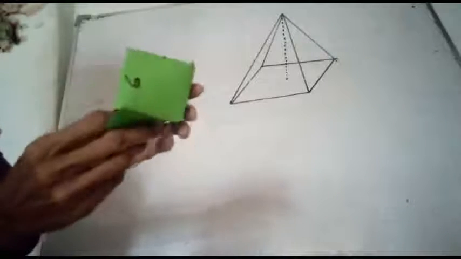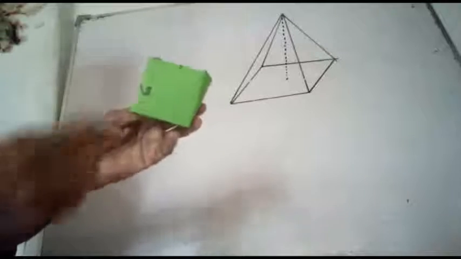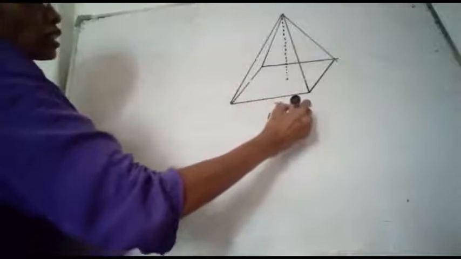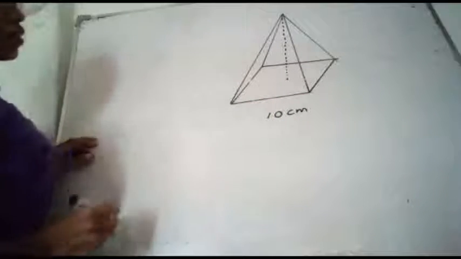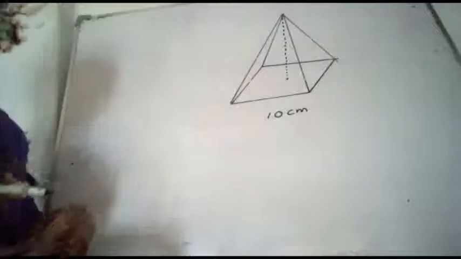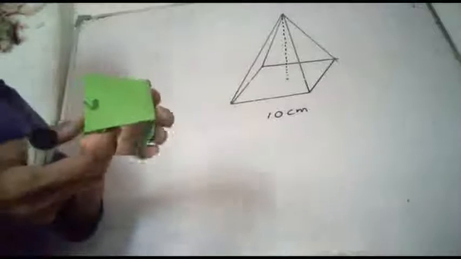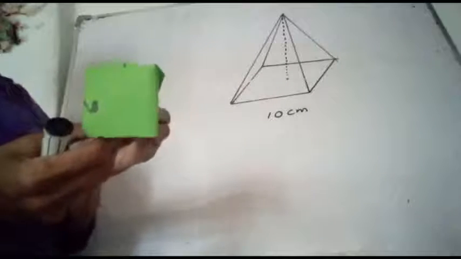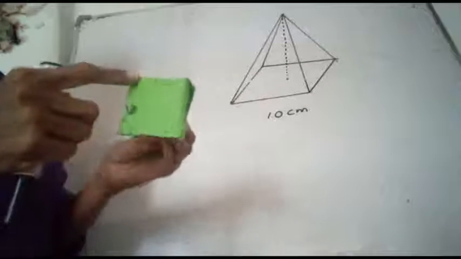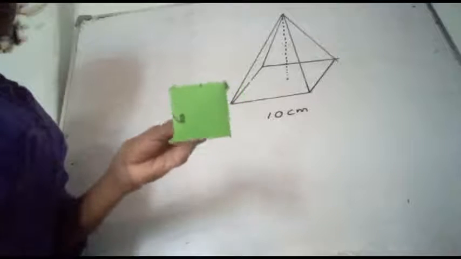Length of four sides are equal. This is the base. The side length of the square is 10 centimeters. All these four sides, side length is 10 centimeters.